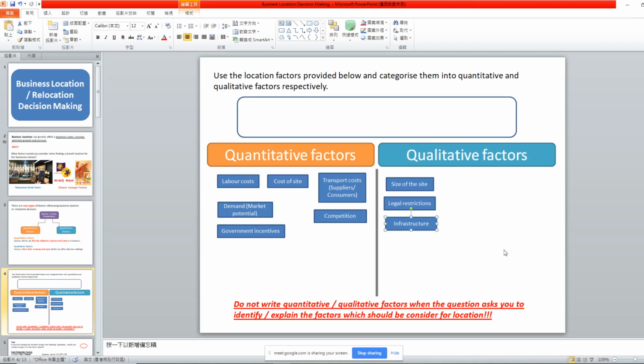When you talk about infrastructure, what kind of infrastructure are you trying to consider? Like accessibility, connection, transportation. Anything else? Communication network, yeah, that's good. Telecommunication, whether you have a good internet connection, Wi-Fi, or optic fiber connections. And also one more thing, utilities. So when we talk about infrastructure, we also want to think about utilities like water, electricity, power.